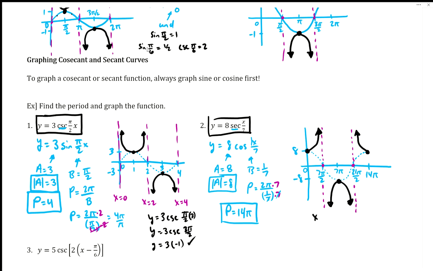If it wants these labeled, we can label them. So x is 7 pi halves, x is 21 pi halves. Okay, so vertical asymptotes are x equals a number. So that's making them official.